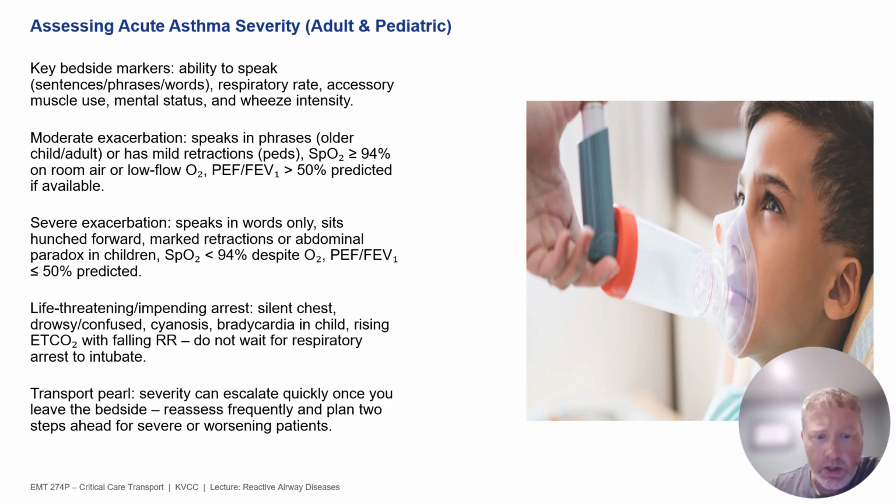Transport pearl: the severity can escalate quickly as soon as you turn around. So frequently reassessing and planning ahead, even several steps ahead for just-in-case what-ifs, is super helpful to make your life a little easier and to benefit the patient as well.